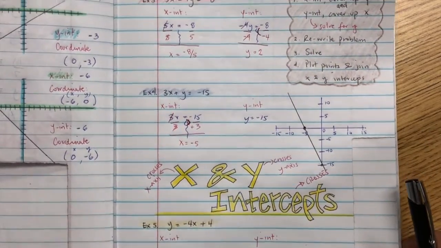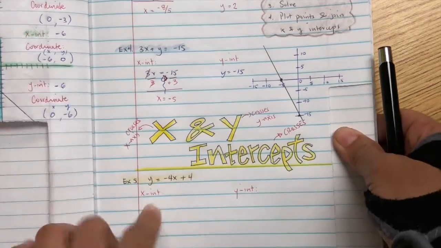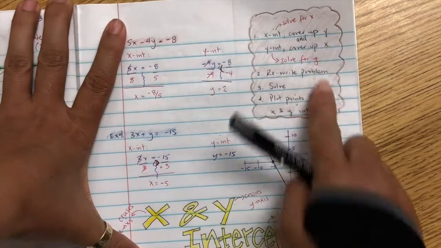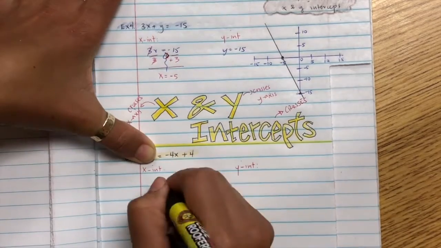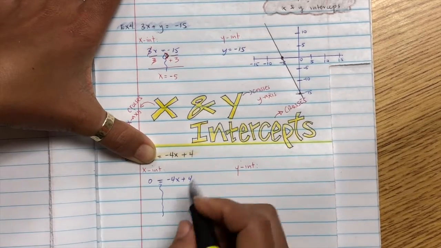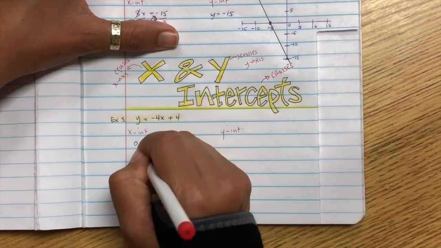Let's take a look at one final example. So again, the x-intercept, solve for x. So you cover up y, and then write it down. This is a listening check. Put a box around the x-intercept. Equals -4x plus 4. And what's on the other side? Because it has to be something, nothing. So what number is that? 0. So I'm going to move the -4 to the other side.